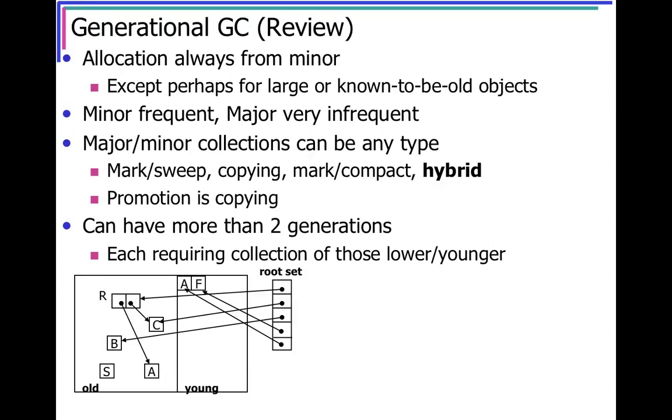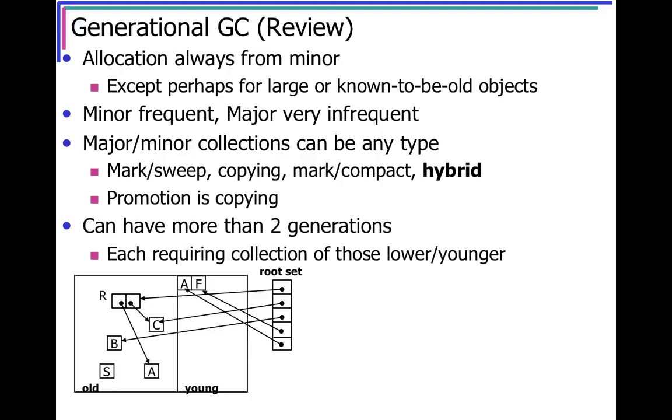So just to summarize, allocation always happens from the young space, except for maybe large objects. That's kind of a special case. We're going to frequently collect the young space with minor collections, and every so often and very infrequently we'll collect the entire heap, and that's going to be called a major collection. We can use different fundamental algorithms for either type of these collections. We could use mark sweep, copying, or some combination of the two.